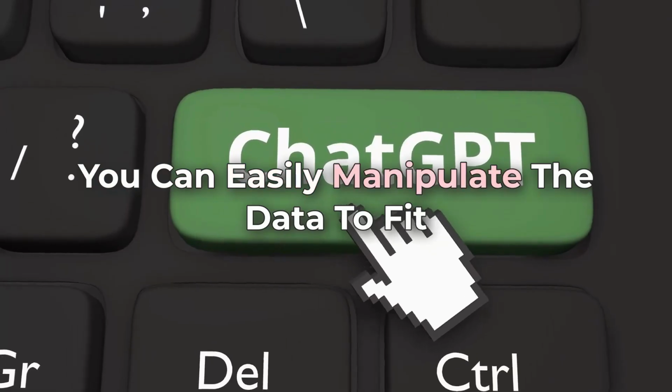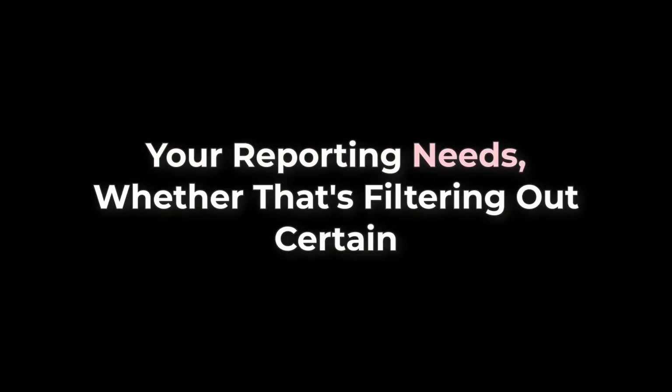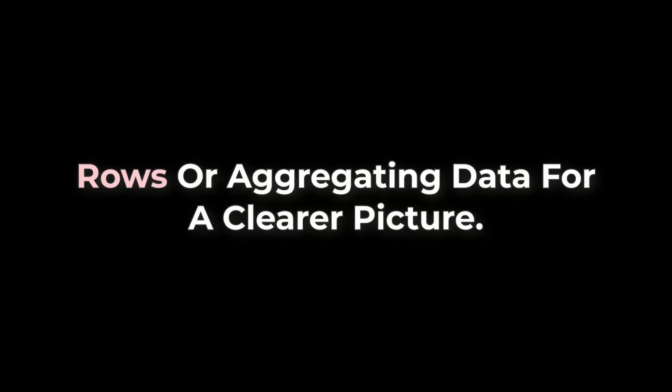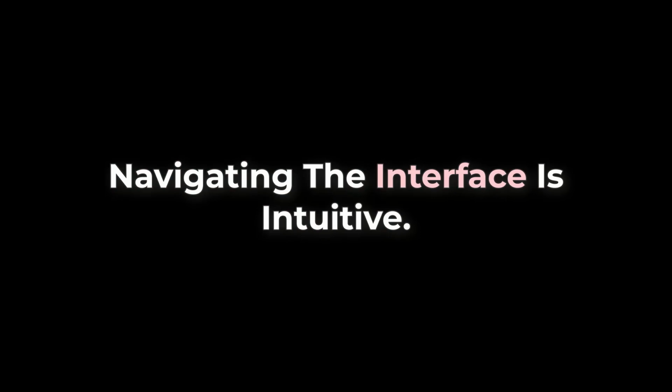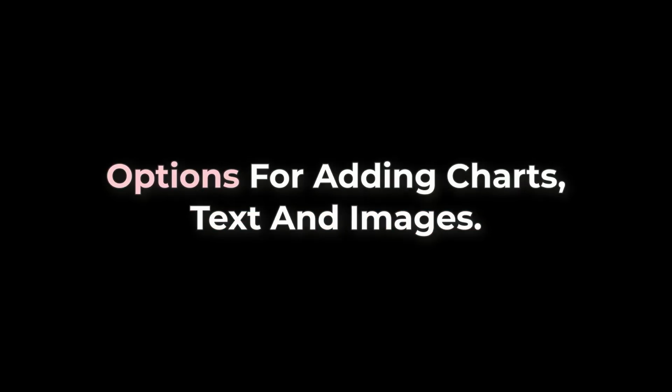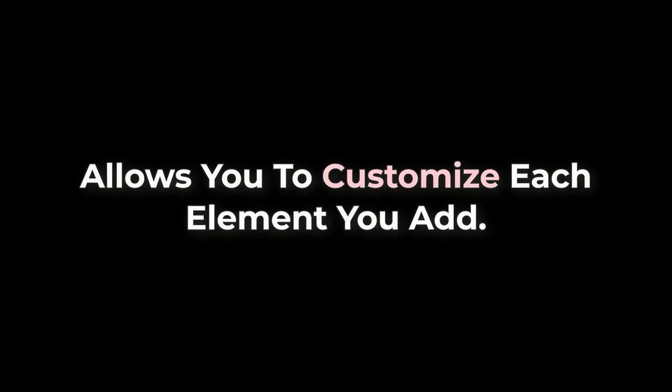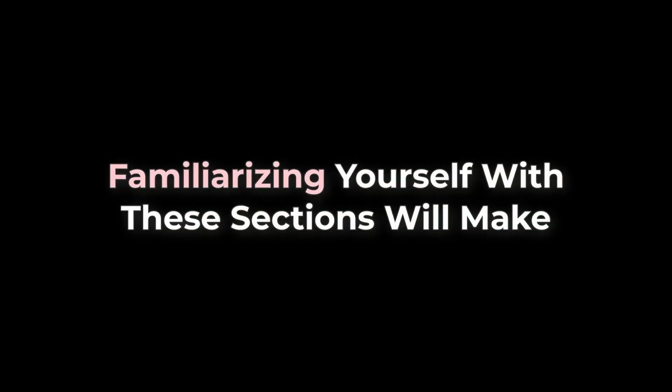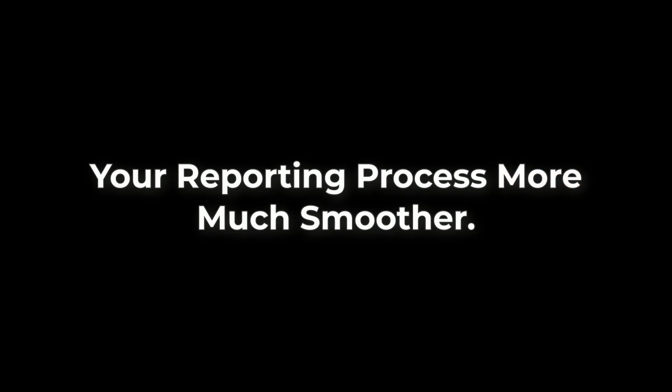You can easily manipulate the data to fit your reporting needs, whether that's filtering out certain rows or aggregating data for a clearer picture. Navigating the interface is intuitive. On the left, you'll find the toolbar with options for adding charts, text, and images. The center area is your canvas, where you'll build your report. On the right, you have the Properties panel, which allows you to customize each element you add. Familiarizing yourself with these sections will make your reporting process much smoother.